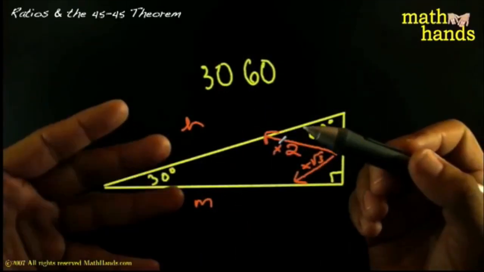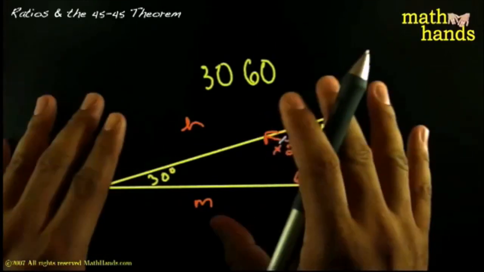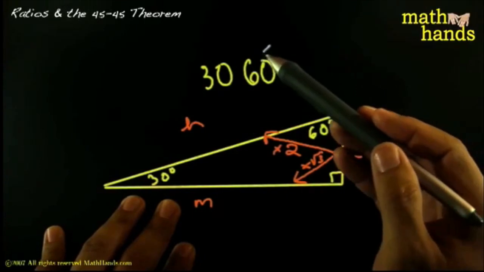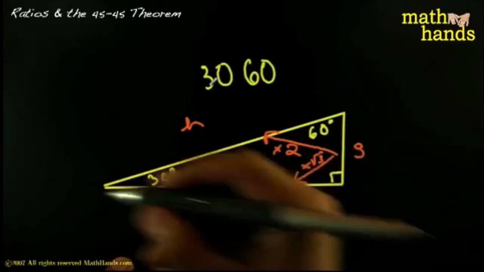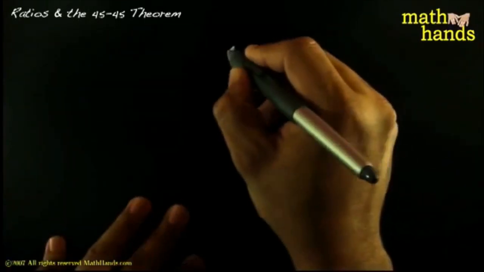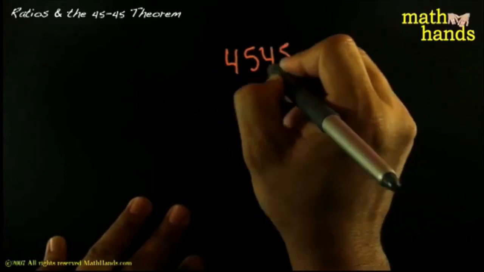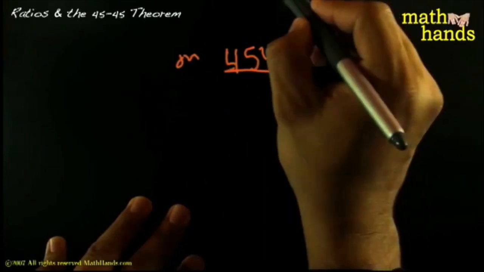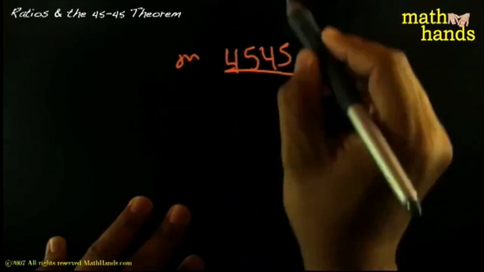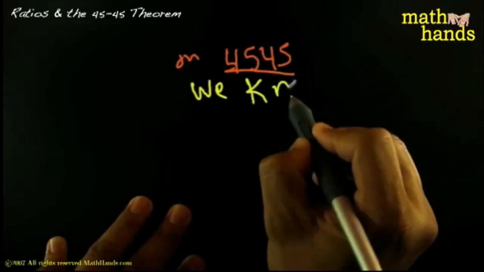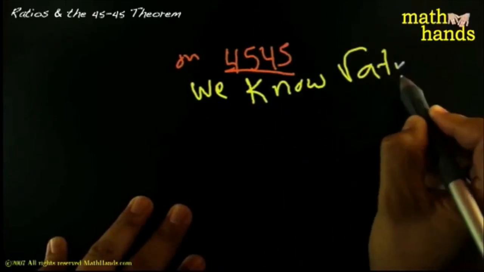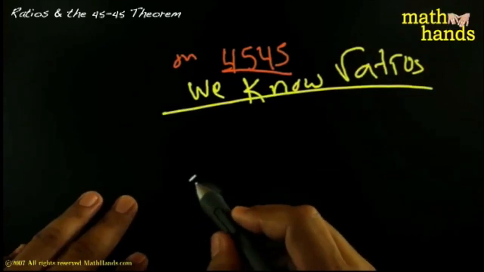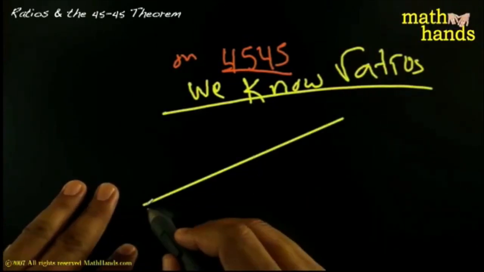So today, the purpose of the lesson is to add one more type of triangle, or maybe two, to the list of triangles where we know the ratios. So here, I propose that on the 45 triangle, we also know the ratios. We know the ratios, and they go like this. On a 45 triangle, the ratios go like this.